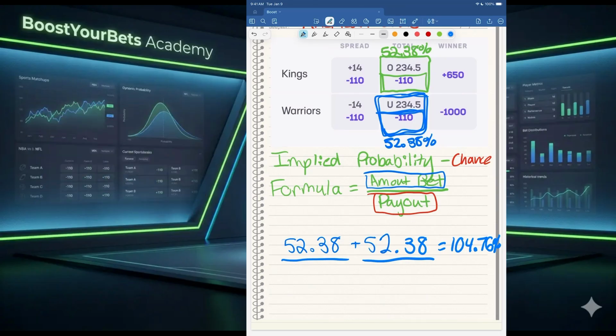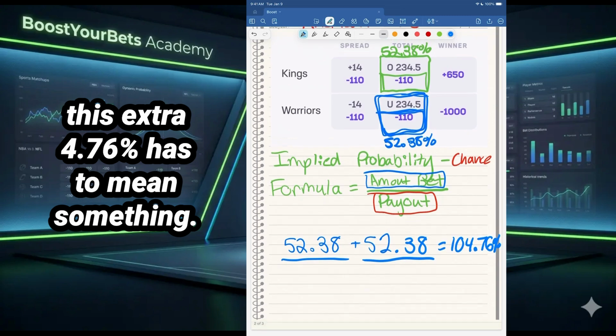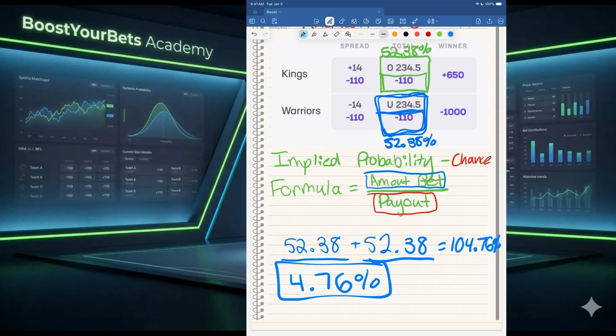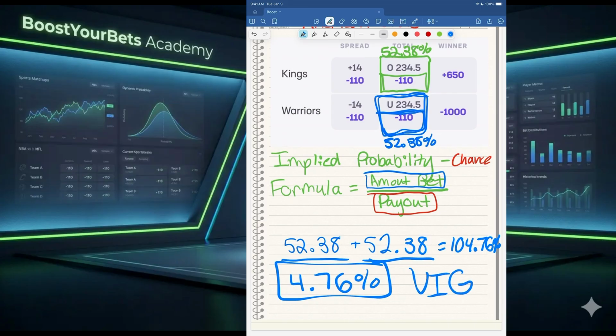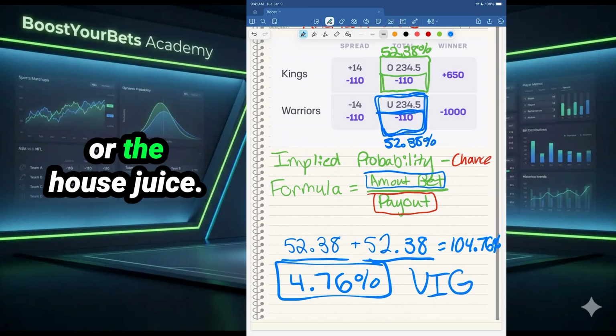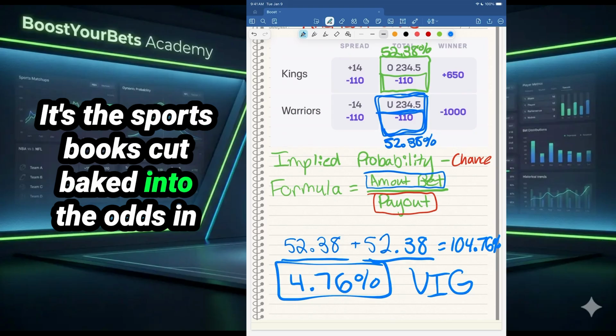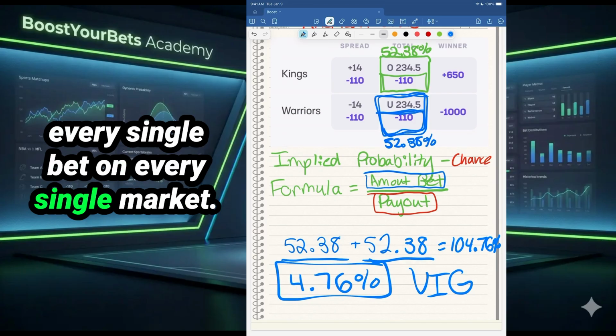So this extra 4.76% has to mean something. This extra 4.76% has to mean something. That's called the VIG, or the house juice. It's the sportsbook's cut baked into the odds in every single bet on every single market.